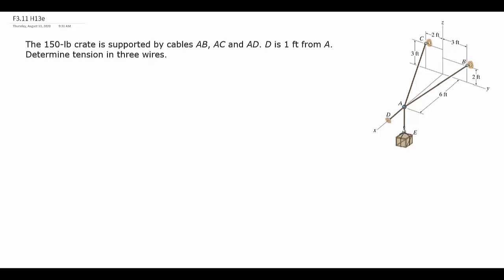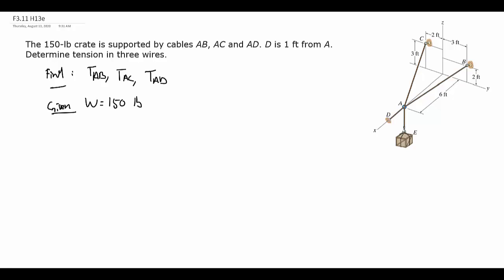In this 3D particle equilibrium problem, we want to determine for static equilibrium what is the tension in the wires AB, AC, and AD. We don't need to find AE because AE is directly attached to a weight, so we automatically will know what the tension in that is while we're in static equilibrium. So we want to find the tension in TAB, TAC, and TAD. And we are given that the weight of this crate is 150 pounds.